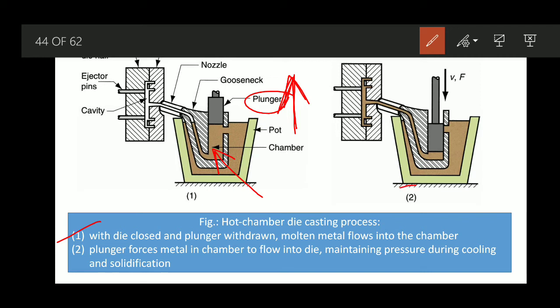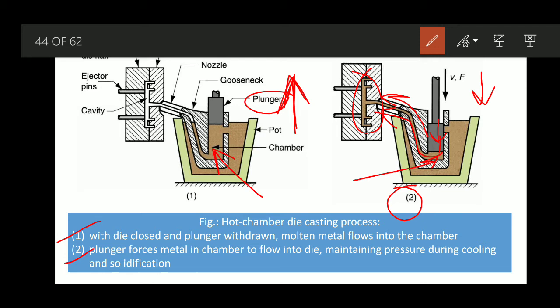Next, figure 2 shows the plunger which forces the metal in the chamber to flow into the die. Now we apply some external pressure on the plunger. It moves downward, and while moving downward, whatever molten metal was inside the chamber is forced to flow in this direction. It passes through the gooseneck portion and, through the nozzle, enters the die cavity and fills it up.